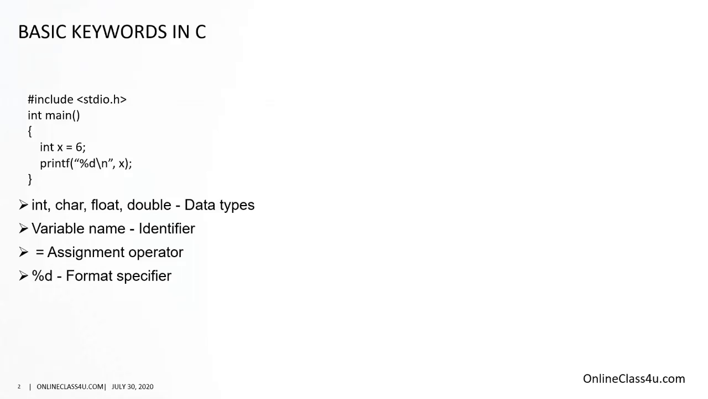Integer is called a data type. It can be integer, character, float or double data type. Second is the variable name itself, the x, which is called an identifier. The third keyword is an operator, which is basically the assignment operator, and it assigns 6. In the second line there is a format specifier, an integer type format specifier.